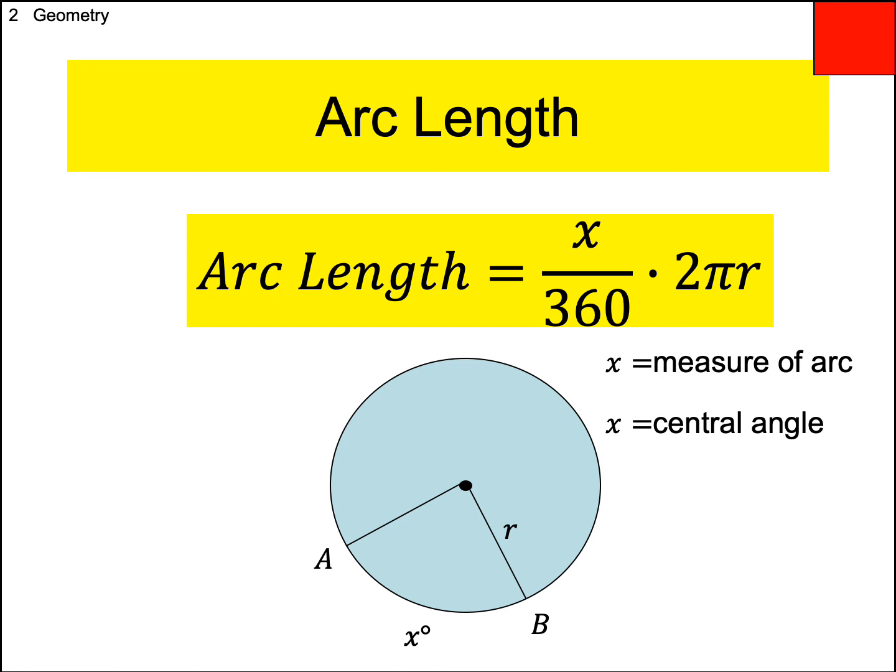Okay, so I list x as both the measure of the arc and the central angle. They could give you either one. They could say that the measure of the arc is x degrees, or they could say the central angle is x degrees, and they're talking about exactly the same thing. Got it?